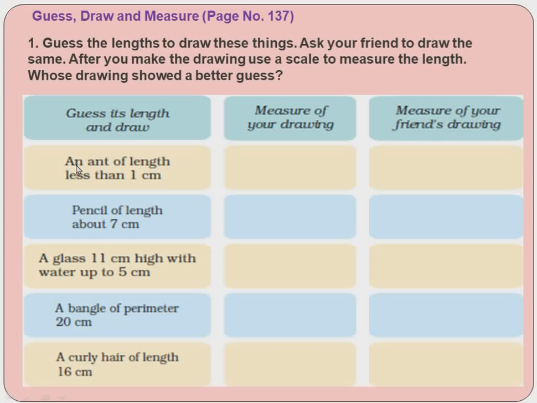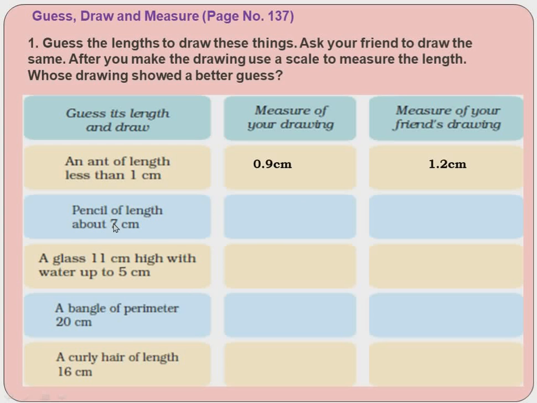So what you will do, draw an ant of length less than 1 centimeter. So you will ask them to draw an ant of length less than 1 centimeter. You will also draw and your friend will also draw, okay, without using a scale. After drawing, you keep a scale and measure it. Measure your drawing, measure your friend's drawing. For example, you drew, and when you measured it is 0.9, your friend drew it is 1.2, like that. So whose guess is nearer, whose guess is correct?